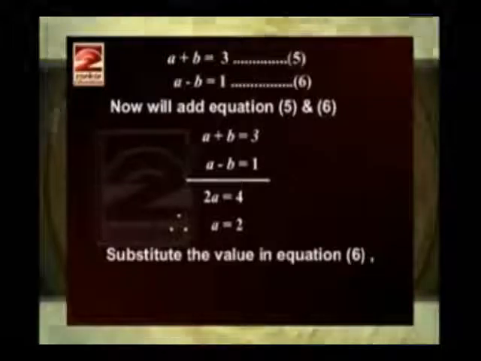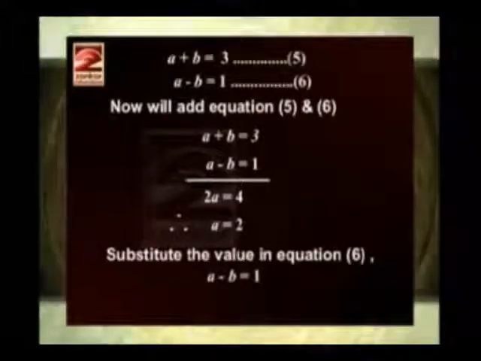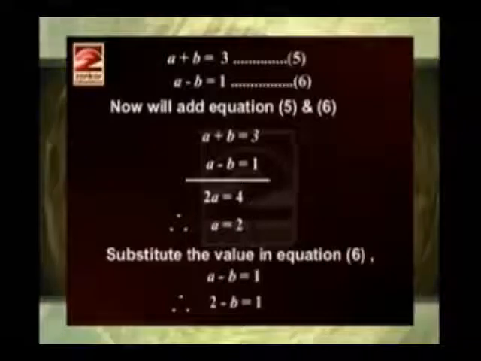Substitute the value in equation 6. So a minus b is equal to 1. Therefore 2 minus b is equal to 1. Therefore minus b is equal to 1 minus 2. Therefore minus b is equal to minus 1. Therefore b is equal to 1. But a is equal to 1 upon x minus 2. Therefore 2 is equal to 1 upon x minus 2. Therefore 2x minus 4 is equal to 1. Therefore 2x is equal to 5. Therefore x is equal to 5 upon 2.